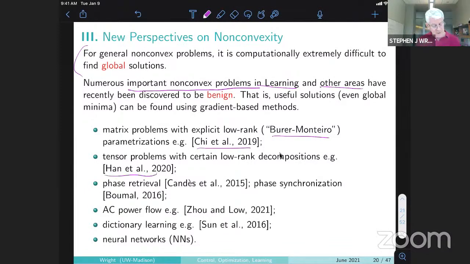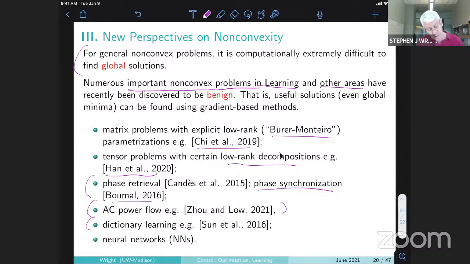More recently, people have shown that tensor problems, going beyond two-dimensional matrices to higher order tensors, 3 dimensions and above, again, low-rank decompositions in tensor applications, have the same property. Despite the non-convexity, you find solutions. Emmanuel Candes started working on phase retrieval problems around 2015. Nicolas Boumal, who I think is talking next in this meeting tomorrow, worked on phase synchronization. Again, both non-convex problems, and again, finding a solution doesn't seem to be too difficult. AC power flow is a very important class of problems in modeling power grids. There's very recent work from just a couple of months ago by Steven Low and his collaborators. In fact, I gave a talk on the complexity of non-convex optimization at Caltech 3 weeks ago, and Low was in the audience and he pointed out this new reference to me.